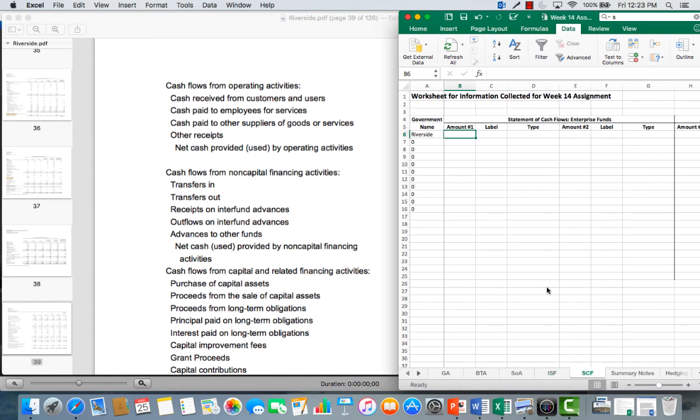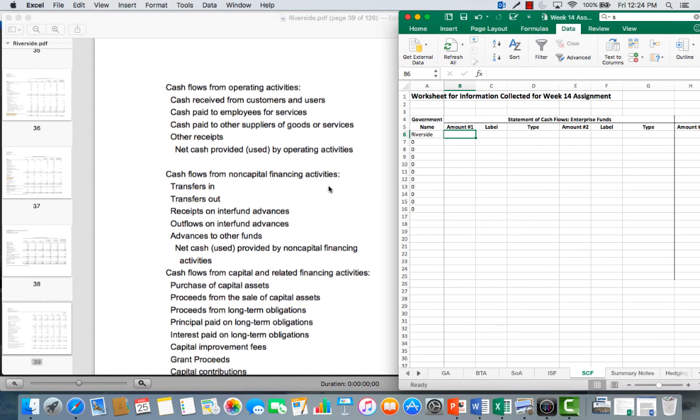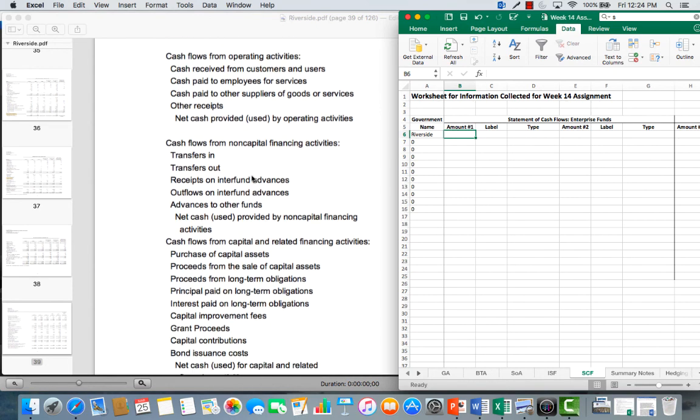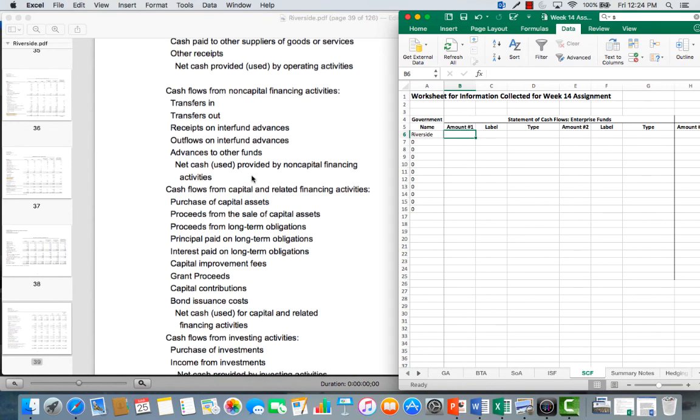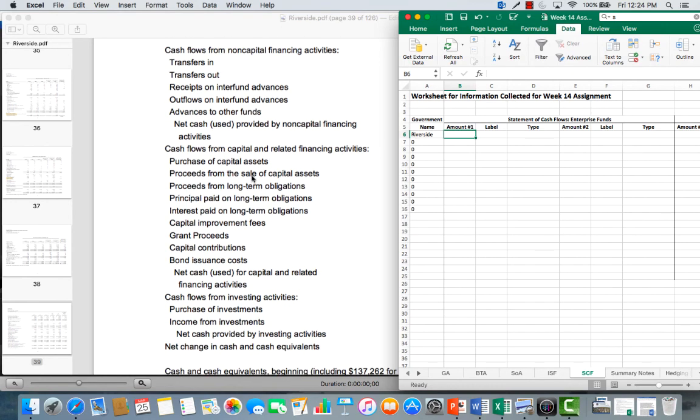The next tab has to do with the proprietary fund statement of cash flows, and in this case we're going to look at both enterprise funds and internal service funds because this cash flow information is not available in the government-wide financial statements. So what we need to do is to look down at these categories of cash flows and see if any of them say anything that seems to be related to derivative instruments. And just scanning this, I don't see any.